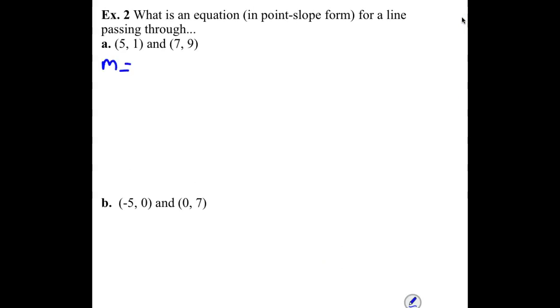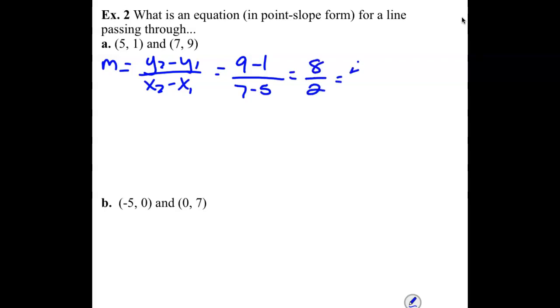When we find slope, what's our formula for slope? Okay, y2 minus y1 over x2 minus x1. So which ones are the y's in this example? The 9 and 1. If we subtract it this way, 9 minus 1, then what order do we have to put our x's in? The same order. So 7 minus 5. We get a slope of 4.